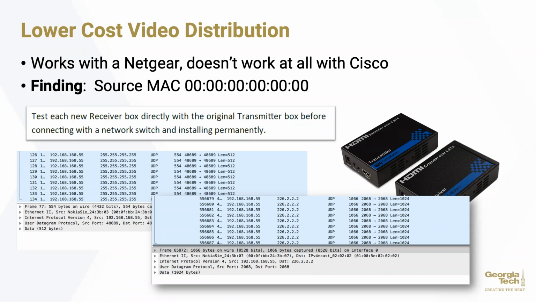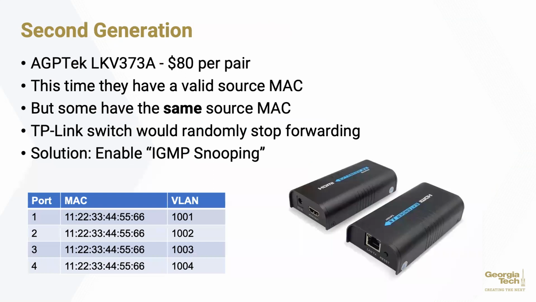So then we moved on to a second generation, much more reliable piece of equipment that you can get on Amazon. And they're labeled as AGP Tech. And this is basically the same box with just newer hardware. Good news is these came with a valid source MAC, so that was awesome. The bad news is that we bought a bunch of them, and many of the transmitters came with the same source MAC. So that was awesome.